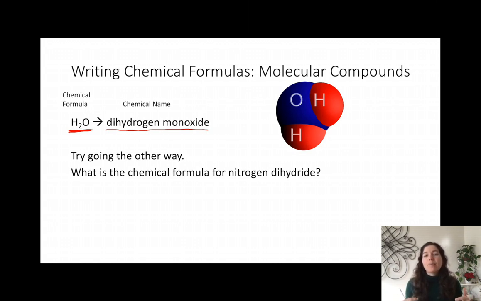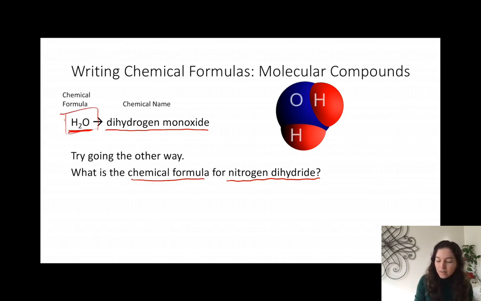Given the chemical name, nitrogen dihydride, what is the chemical formula for this substance? So what is this thing for nitrogen dihydride? So let's look at how we do this. So nitrogen on the periodic table is N. Hydride is hydrogen. So we've got hydrogens.